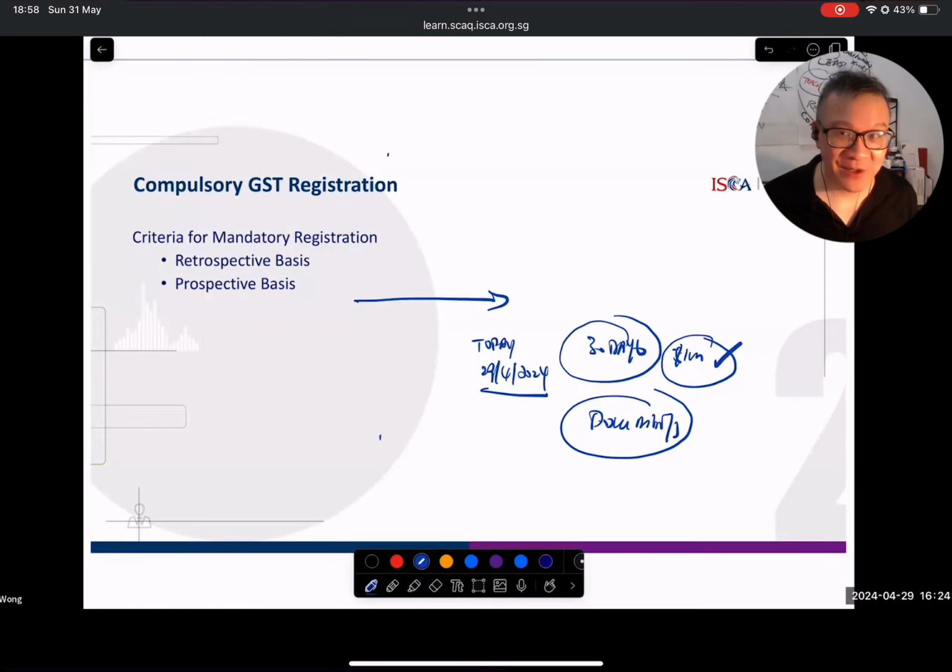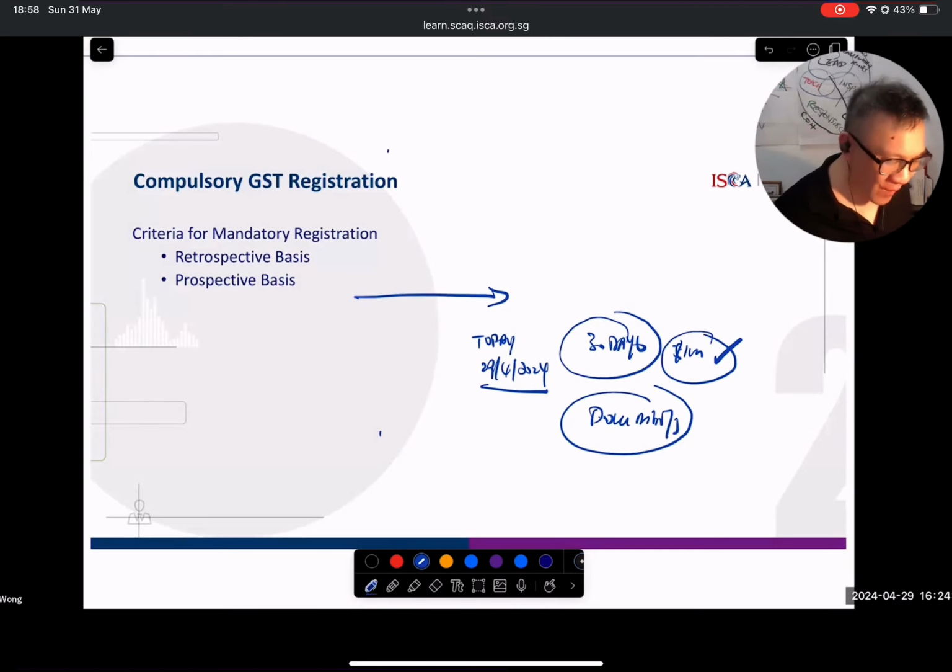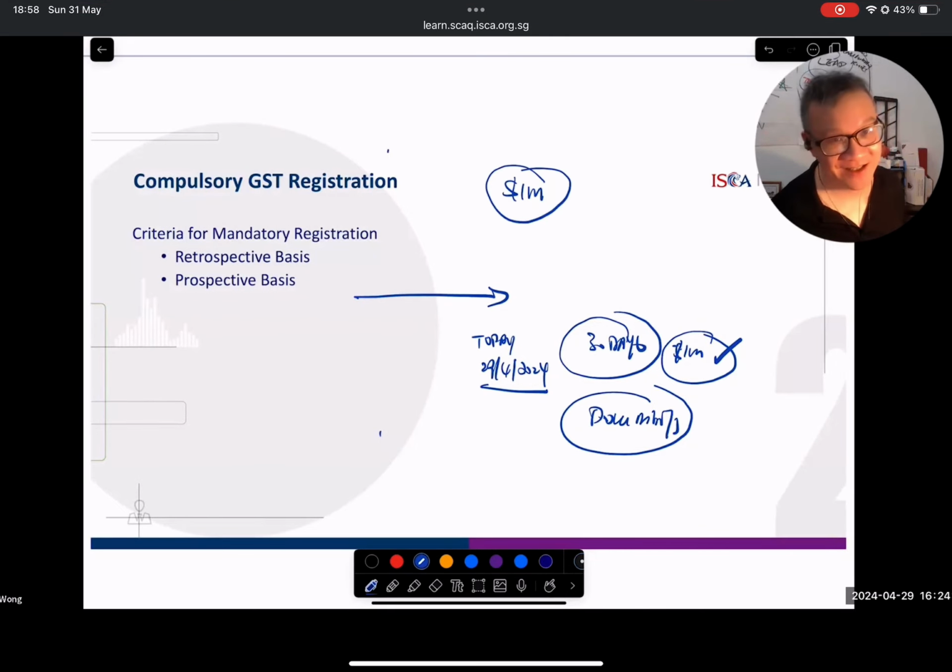Now, the one thing that you have to be very careful about is that once you have determined the threshold is exceeded, I have clients, I can share many stories of this, but just take note for this presentation. If a business exceeds the $1 million threshold, it can't keep it silent. It has to notify the Comptroller of GST. So whether you want to register for GST or not is no longer an option, because the threshold is already exceeded.